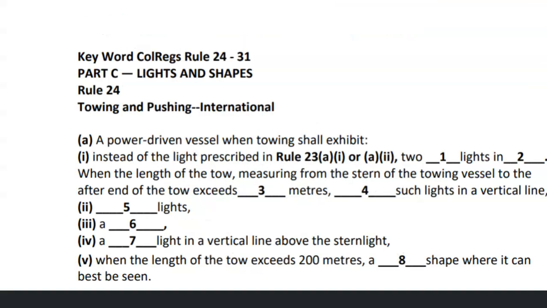Lesson 3 is the keyword COLREGS. Here we have Rule 24A, Towing and Pushing, International. Each blank is given a number. Think, what are the missing word or words for numbers 1 and 2?